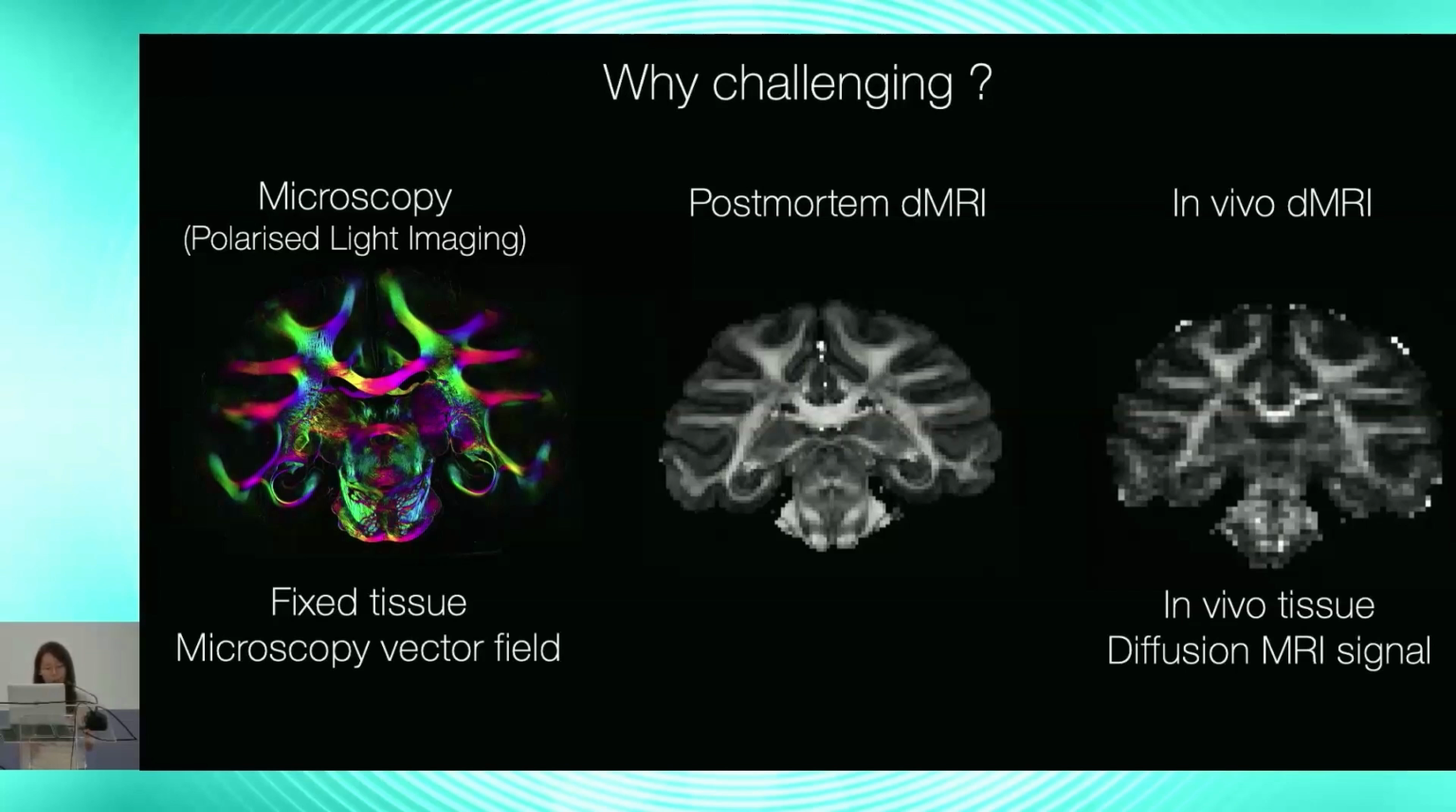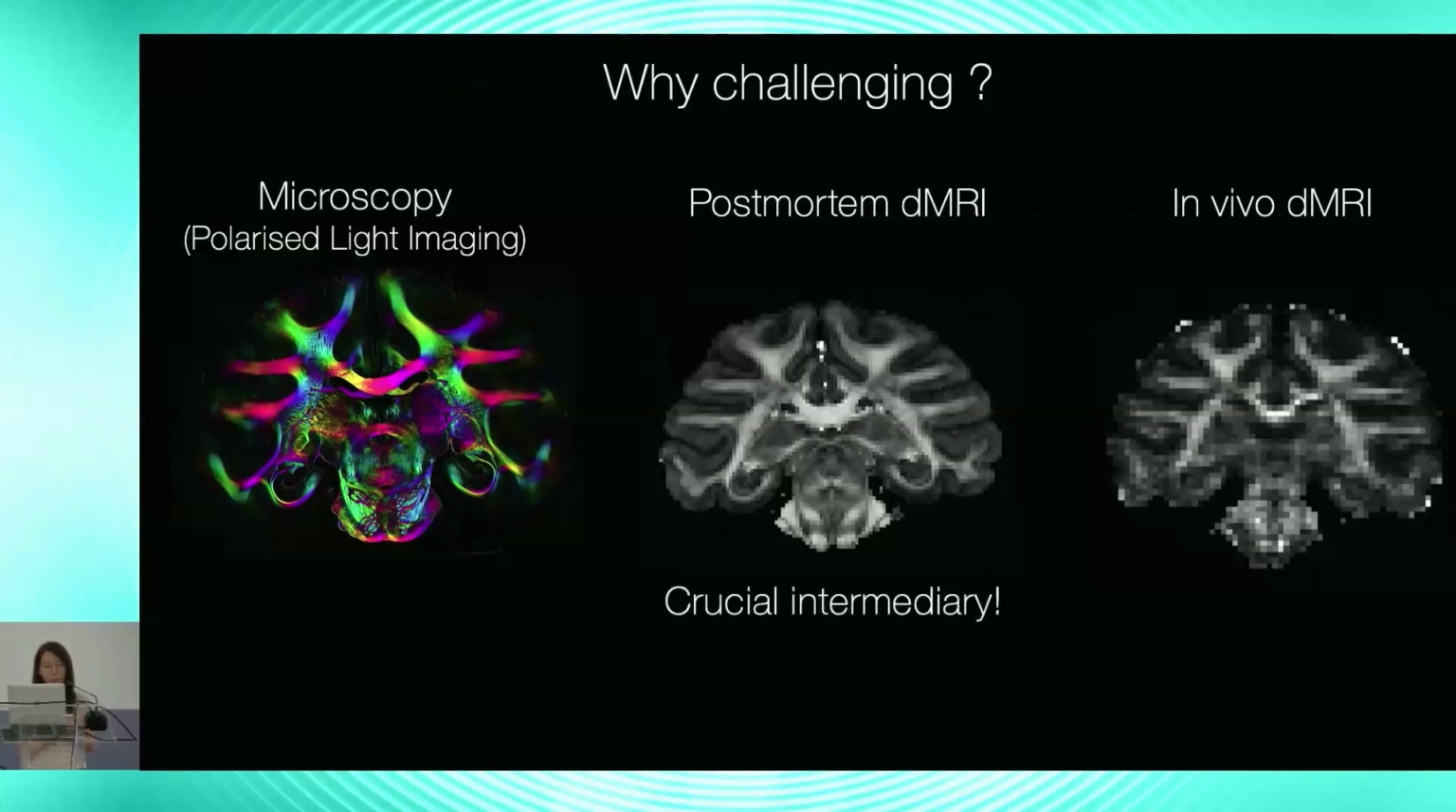The project we're working on is challenging because the microscopy is fixed tissue, and the in vivo data is living tissue. So tissue type is very different, and the data type is also different. The microscopy gives us the orientation as a vector field, but in vivo data give us the diffusion MRI signals. So the data type and tissue type are both different. So this is making it challenging.